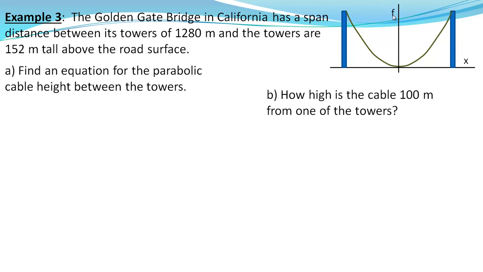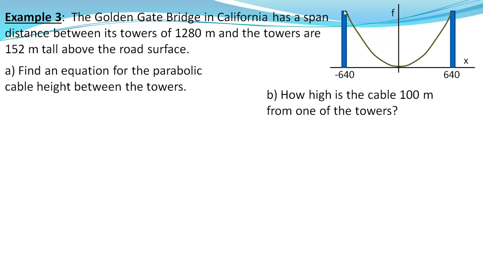Now I'm calling it f for f of x. You could put y there if you wanted to. So this is my x-axis down here. And we're told it's 1,280 meters between the towers. So if I'm orienting my vertex to be at the origin, then this would be 640 in this direction, and that would be 640 in that direction, which is negative. The distance between negative 640 and positive 640 is the 1,280.